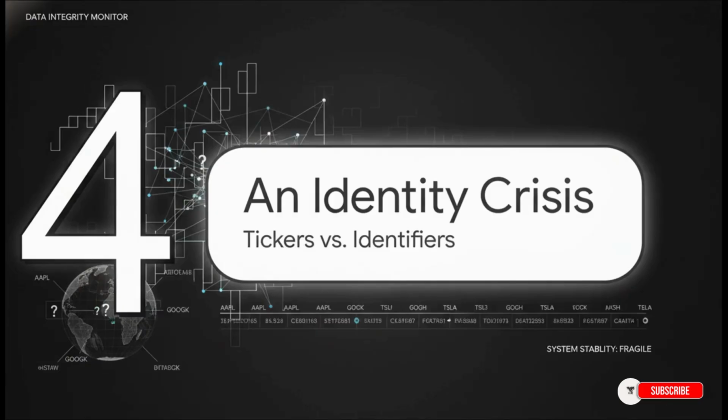Okay, so we've covered that prices need to be handled really carefully. But what about the identity of the security itself? This is where things can get, well, surprisingly messy, and it can pose a massive threat to the integrity of any historical data you're using.